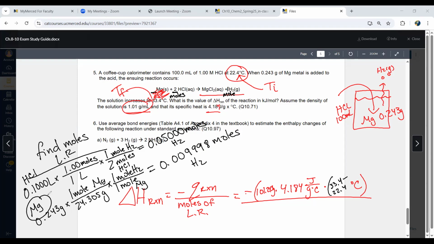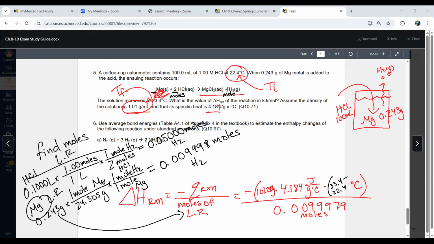So magnesium is the limiting reagent. So that's how many moles needs to go there. That's how you figure out limiting reagent. Who makes less product? So I just picked hydrogen as the product. So now I need the moles of magnesium to go underneath. So that's just going to be 0.243 divided by 24.305. 0.00999979 moles. Okay, math.